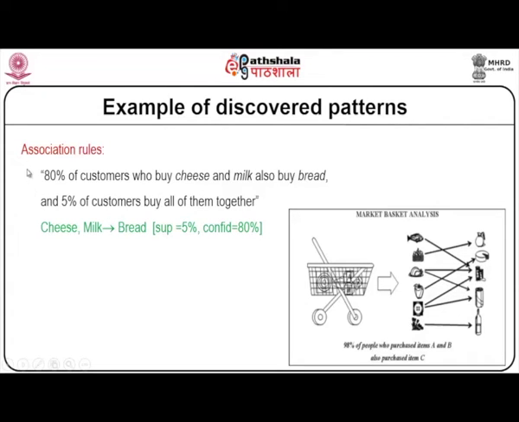So association rules are nothing but a rule we write, typically in the form of: when a person buys cheese and milk, what is the probability that he will also buy bread along with these two things.